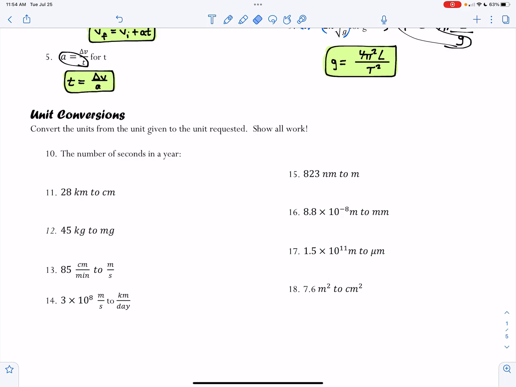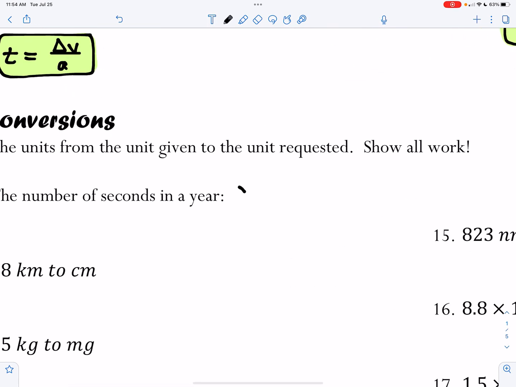When you are converting units, you start with one value and you have a series of conversions along the way. So how many seconds in a year? Essentially, we're going to formulate a path of unit conversion, okay? And then we'll attach the numbers to them.